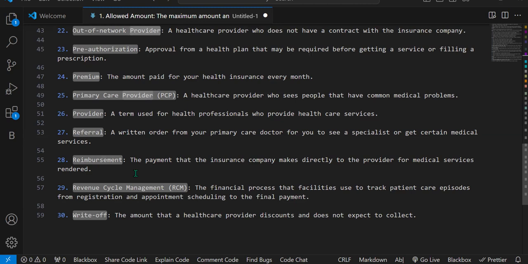So what is reimbursement? The payment paid directly by the insurance company. That is called reimbursement.